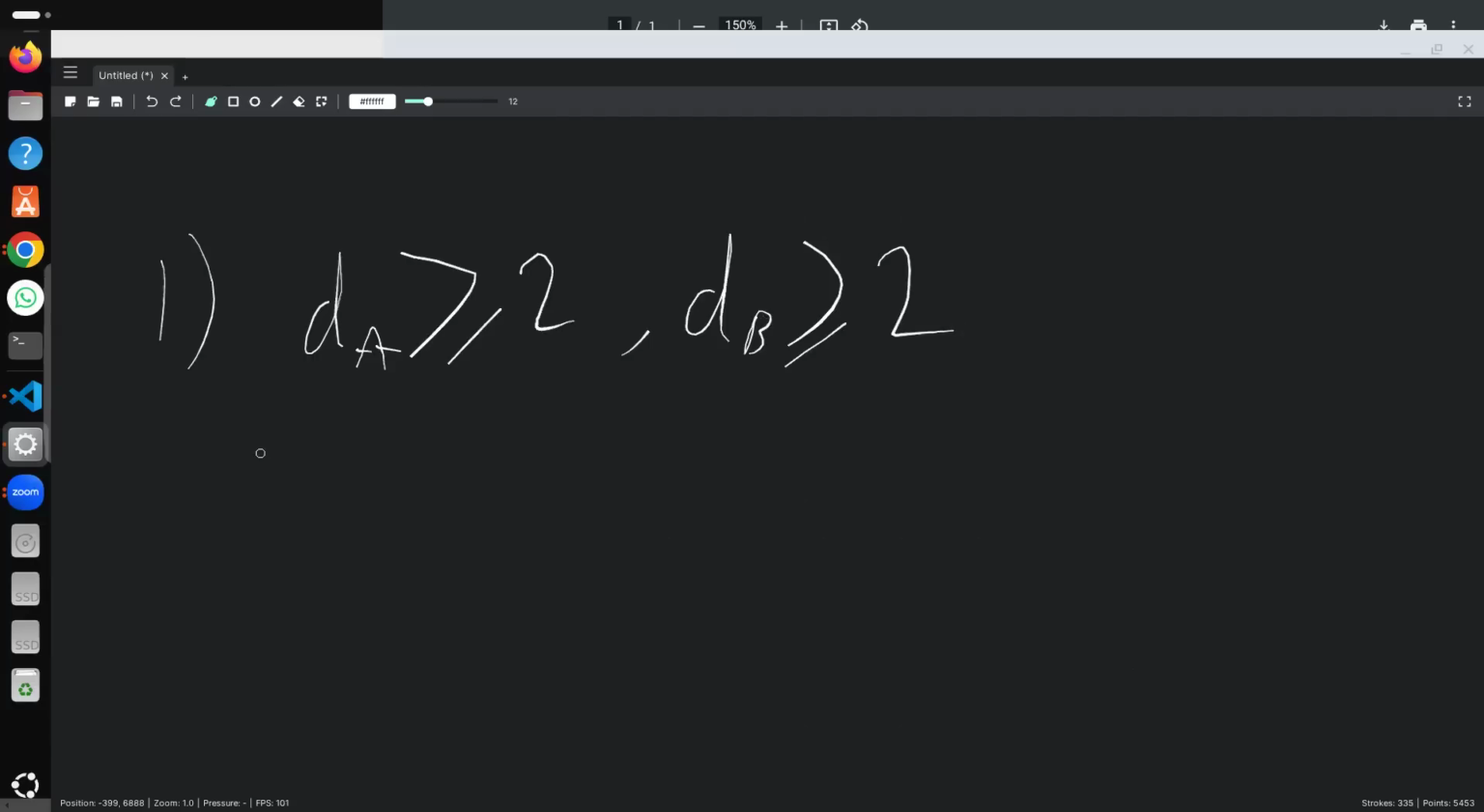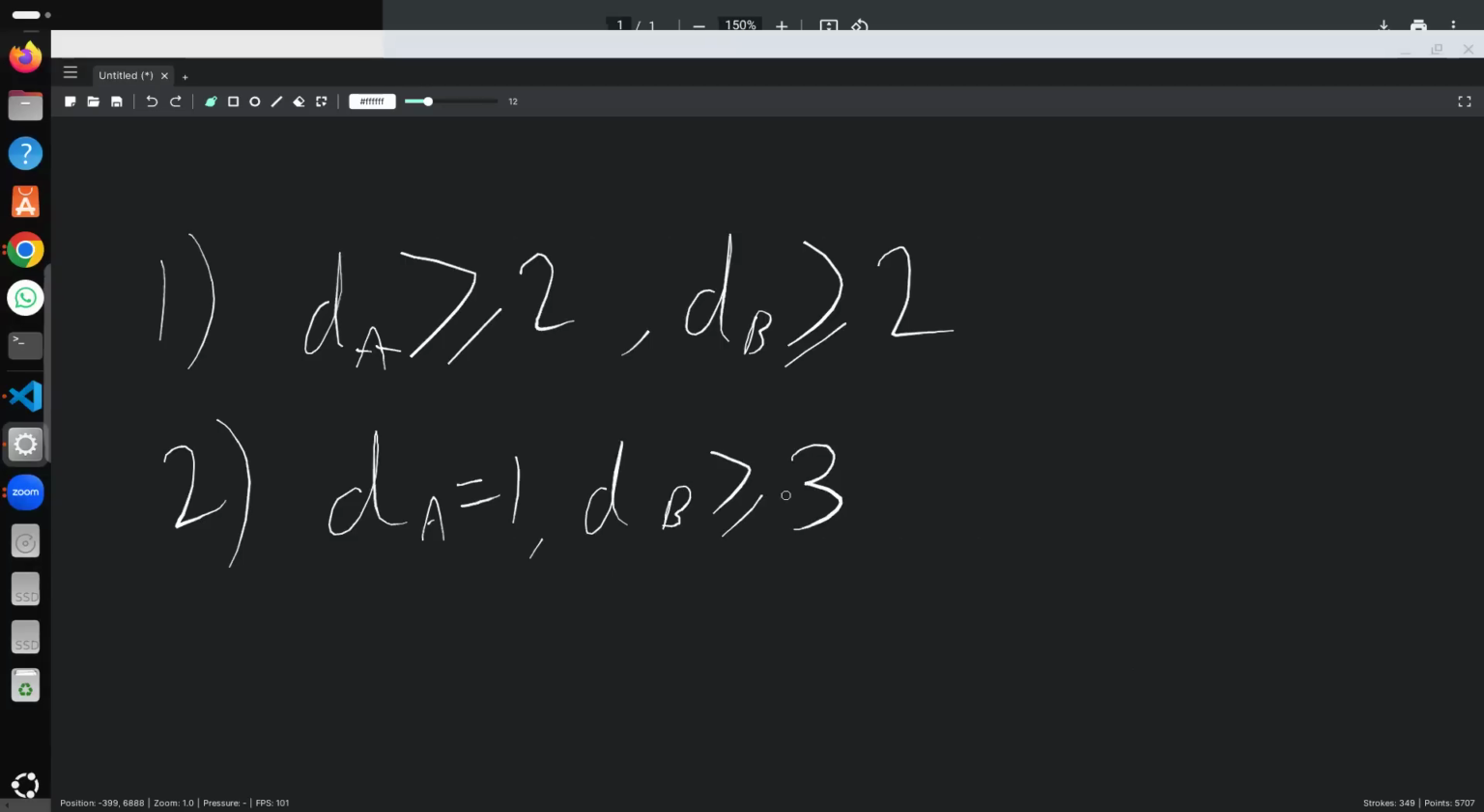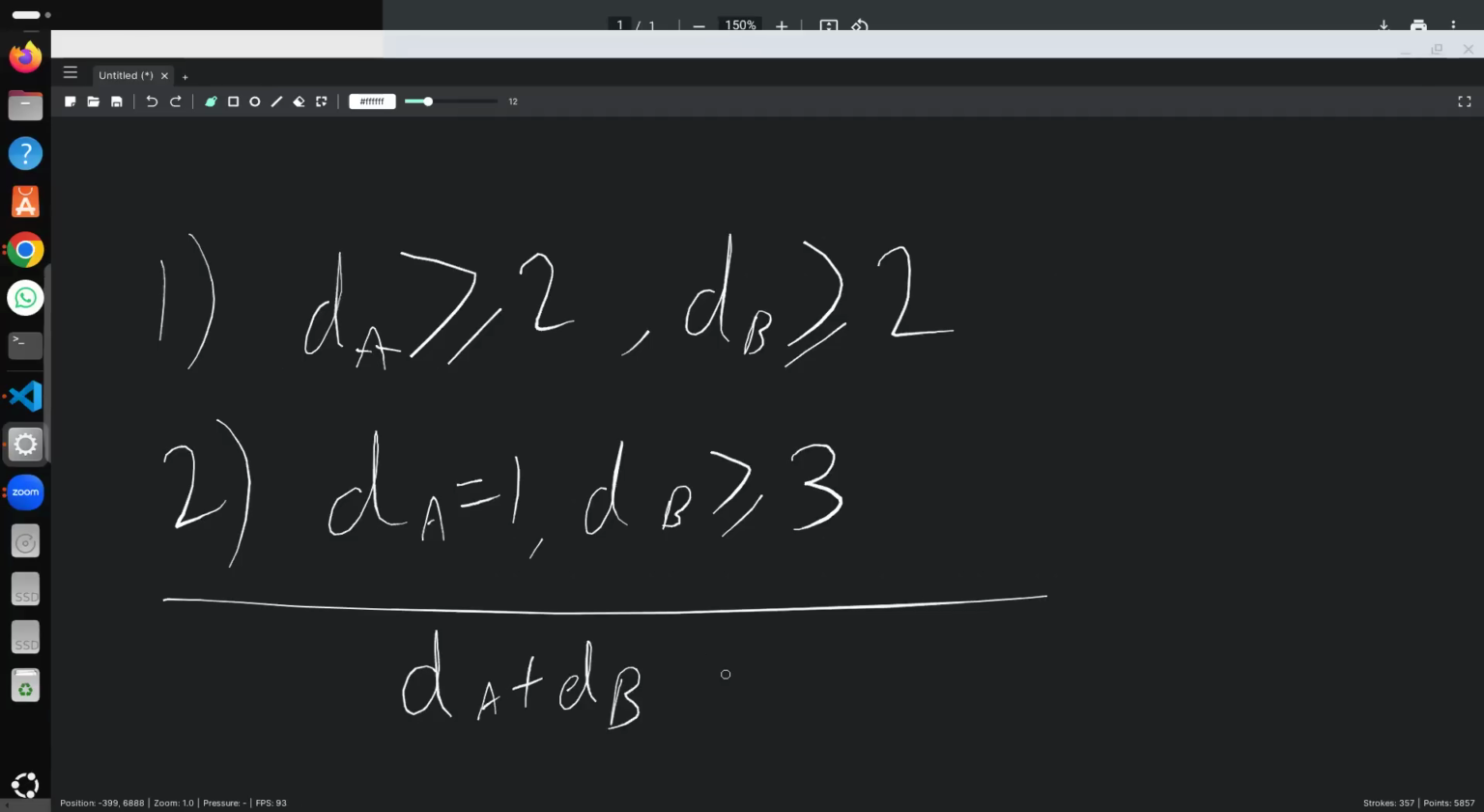Either distinct elements in A should be greater than or equal to 2, and distinct elements in B should be greater than or equal to 2, or dA equal to 1, then dB should be greater than or equal to 3. So this just means, we can say that dA plus dB should be greater than or equal to 4. So that's what I did.